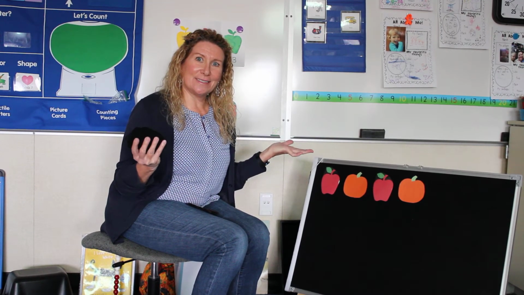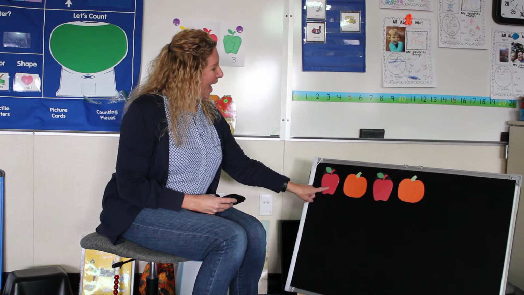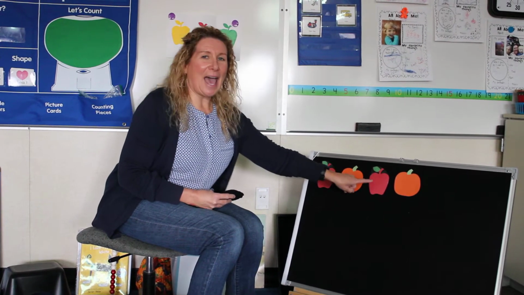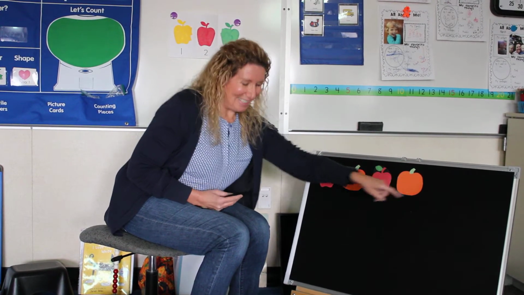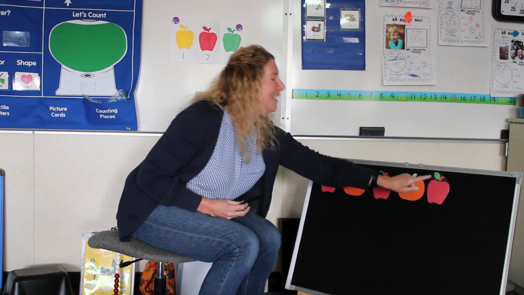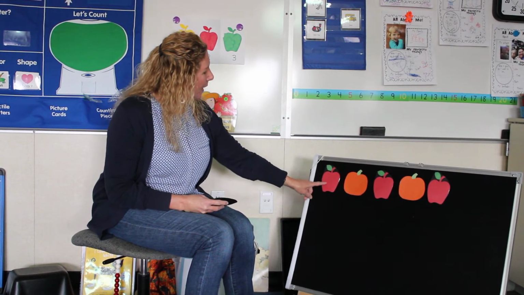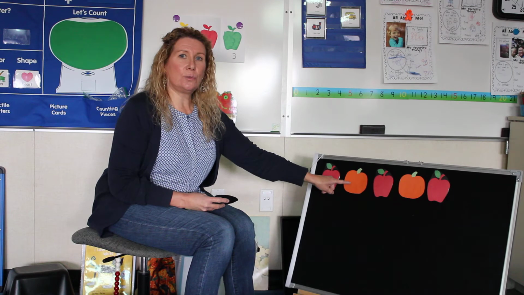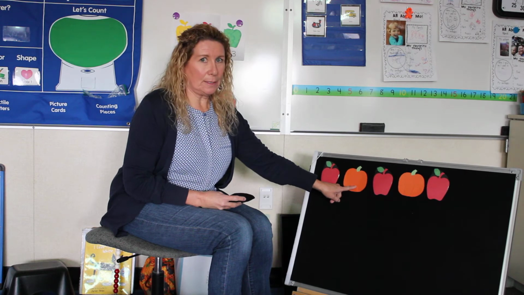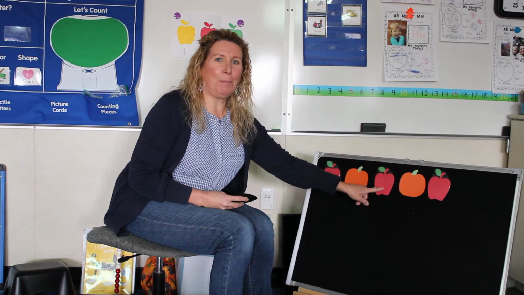If I'm going to repeat my pattern again, what comes next? Let's read it again and see. Apple, pumpkin. Apple, pumpkin. What comes next? Did you say apple? Yay, if you said apple. That's right. Apple comes next. I'm looking. Apple, pumpkin. Whenever I see an apple, the next one is a pumpkin. Whenever I see a pumpkin, the next one is an apple.